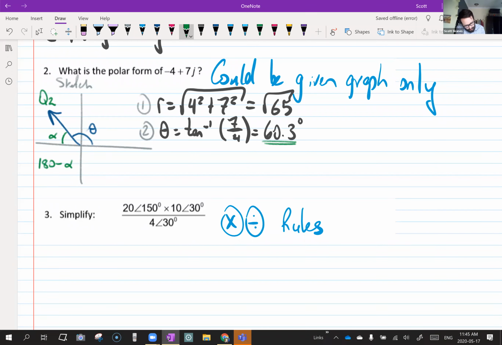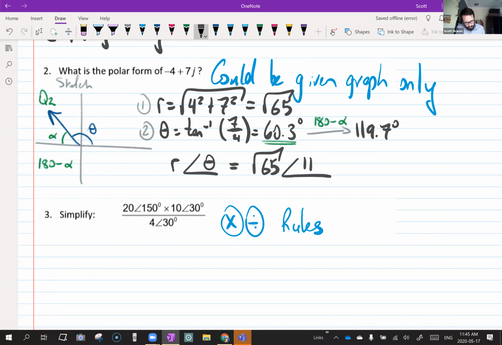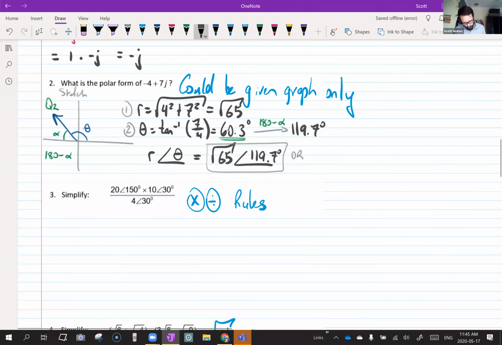So you need to say 180 minus. So again, 180 minus this is our real answer. So 180 minus that is 119.7 degrees. And so the polar form, remember that polar form is our radius and our angle theta. So it's root 65, 119.7 degrees. Or, this is a perfectly acceptable answer, or its full form, its proper form, which is this.